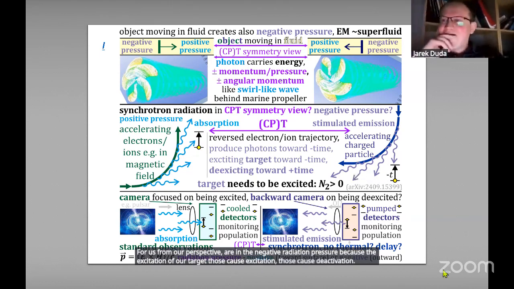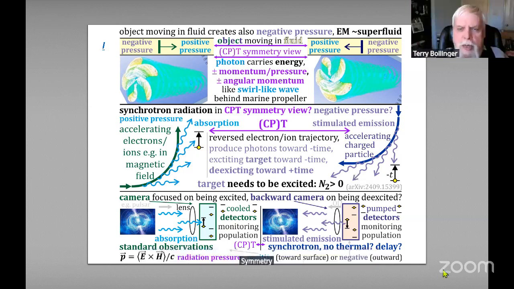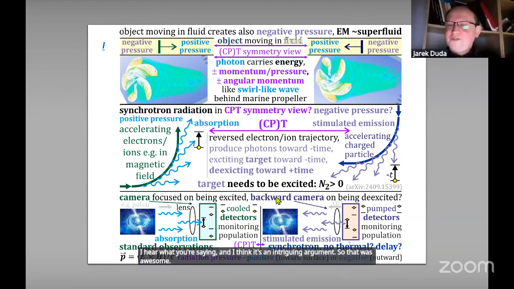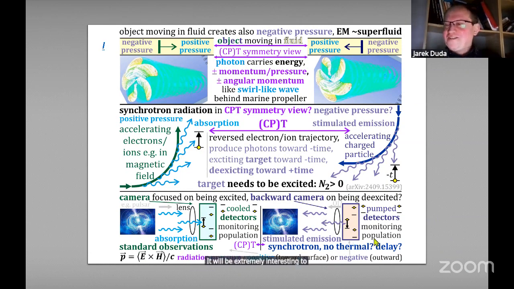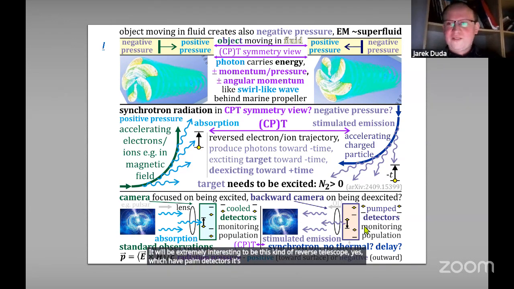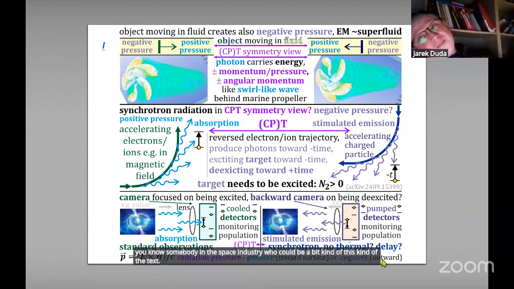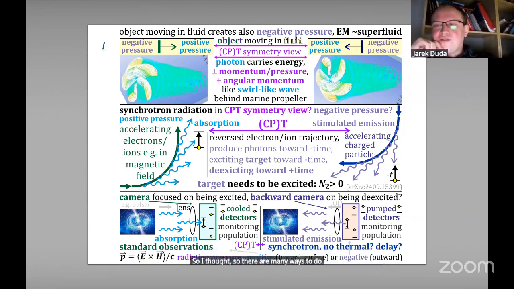So I'm poking at the symmetry of what you're saying here and asking whether there are other factors involved. But I hear what you're saying, and I think it's an intriguing argument. So that was all. Yes, it would be extremely interesting to build this kind of reverse telescope, which has pump detectors. It's not simple to construct, but if you know somebody in the space industry who could build this kind of detector... There are many ways to do it, but it's not simple. So it would need collaboration with somebody.